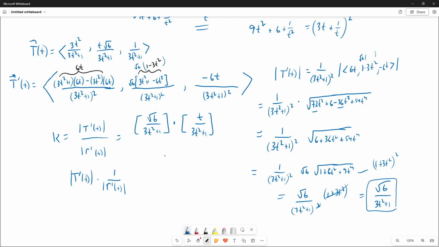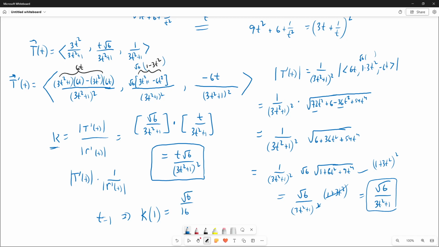And we can write this as t root 6 over 3t squared plus 1 quantity squared. So that is our curvature. We do not have constant curvature for this particular space curve. The curvature changes as we move along the curve. So for example, when t is equal to 1, the curvature kappa at 1 is the square root of 6 divided by 16. If I did that right, put in a 1 there, 3 plus 1 squared, 16.